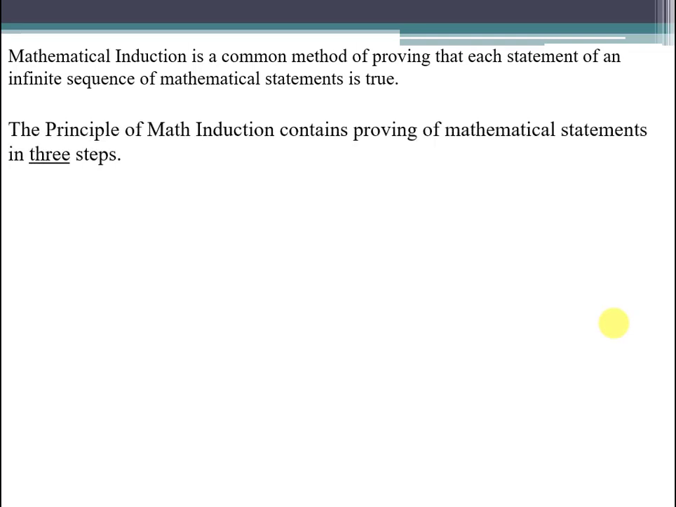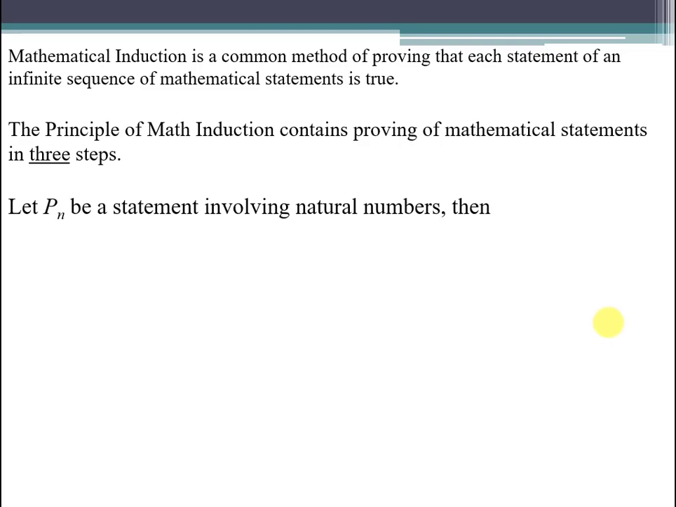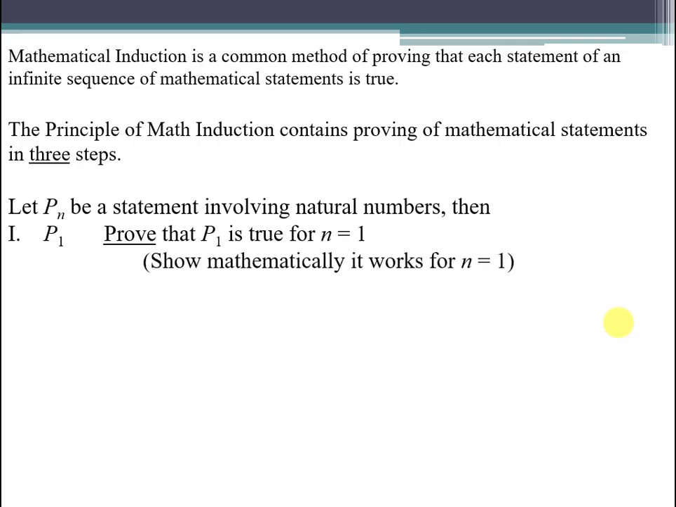Mathematical induction is a common method of proving that each statement of an infinite sequence of mathematical statements is true. The principle of mathematical induction contains proving mathematical statements in 3 steps. So the first step: let P(n) be a statement involving natural numbers. Then first, prove that P(1) is true for n equal to 1. So here it shows mathematically it works for n equal to 1.